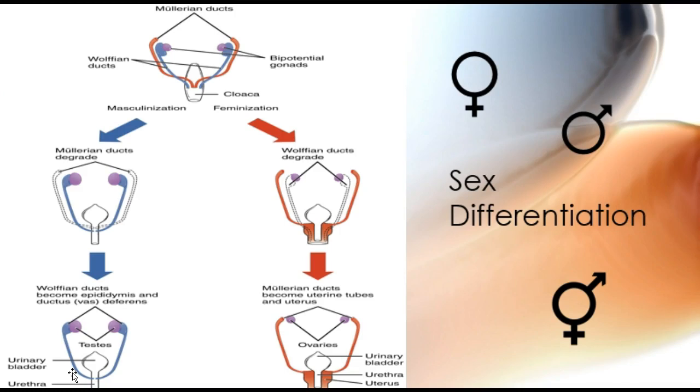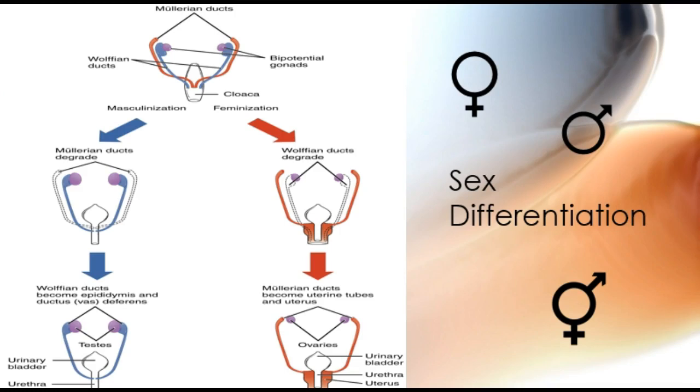But if the child masculinizes, on the inside, the Mullerian ducts degrade. Then the Wolffian ducts become the epididymis and ductus and vas deferens, okay? And then you see how those gonads become testes, and then the urinary bladder and urethra from the cloaca. And if the child stays feminized, the Wolffian ducts degrade, and the Mullerian ducts become uterine tubes and uterus.